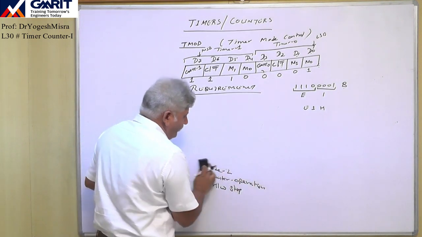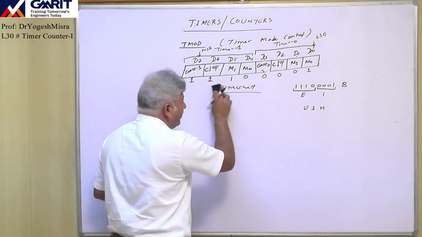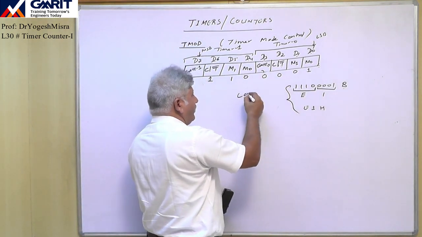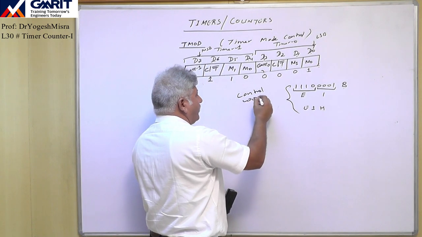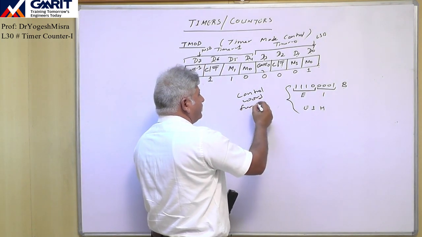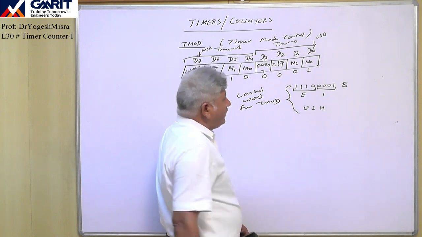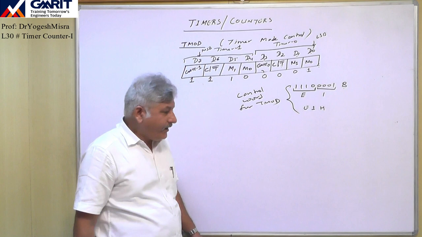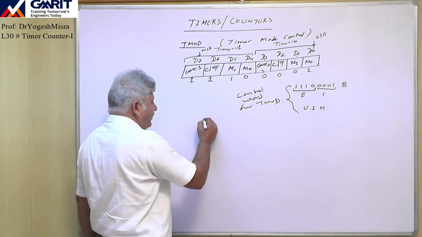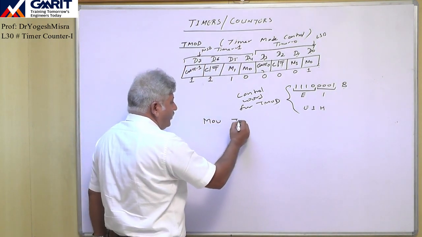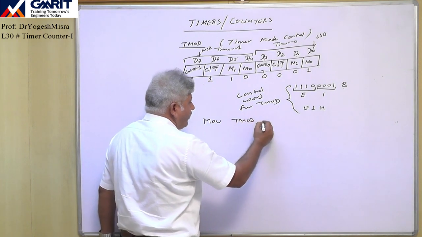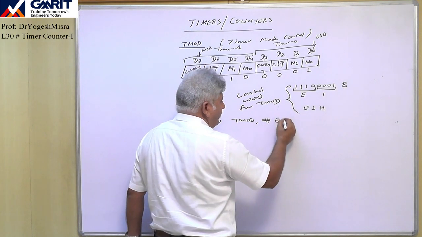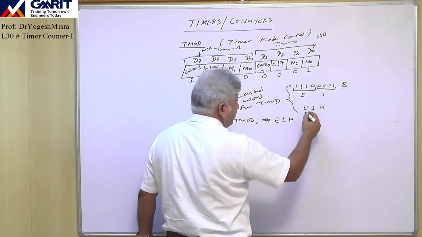Now once we have derived the control word, this is the control word for the TMOD register. Now we have to load this control word in the TMOD register. For that we can use this instruction: MOV TMOD, #E1H. This is the control word.